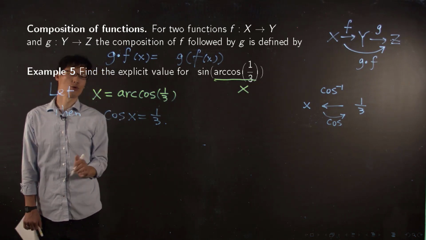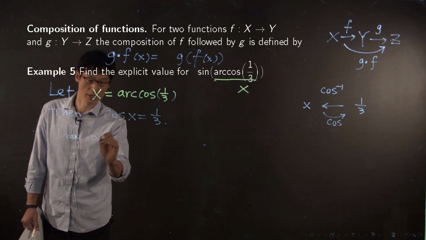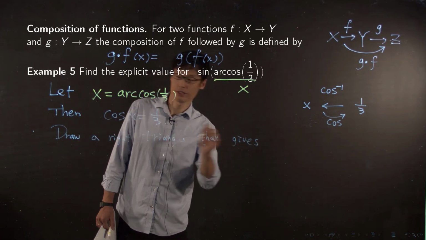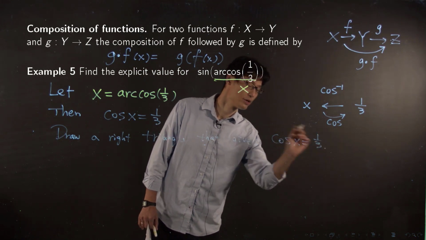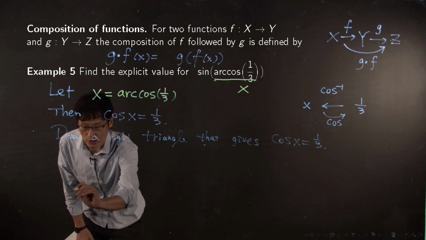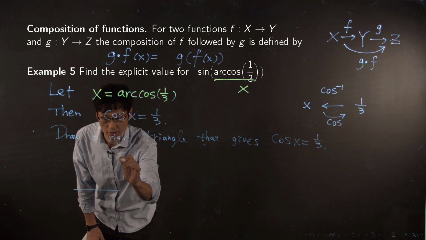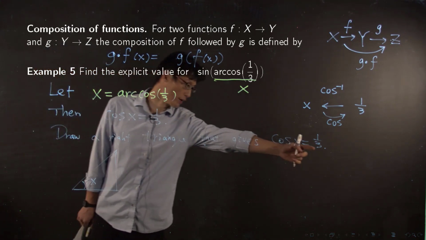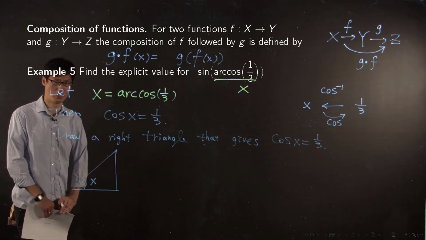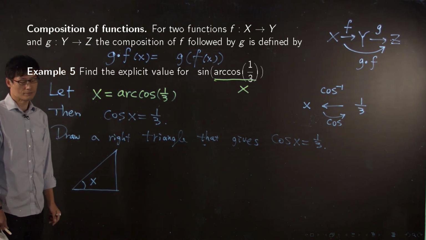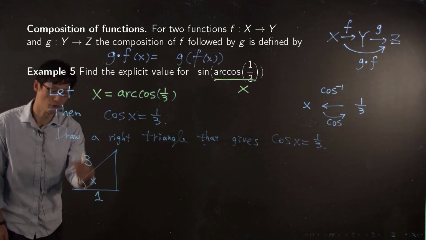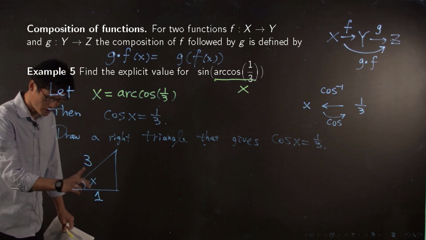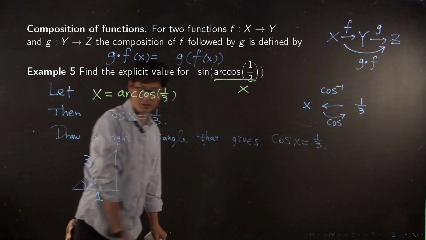Remember, x is an angle. So now we can draw a right triangle that gives this identity, cosine x equals 1/3. So you are using the angle x inside a right triangle, like this, so that once you take cosine of x, you get 1/3. Well, there are many such right triangles, but you can use those numbers 1 and 3. So this labeling is completely up to you, and here we are taking simple numbers. If you use 1 and 3 for this base and hypotenuse, cosine is exactly 1/3.